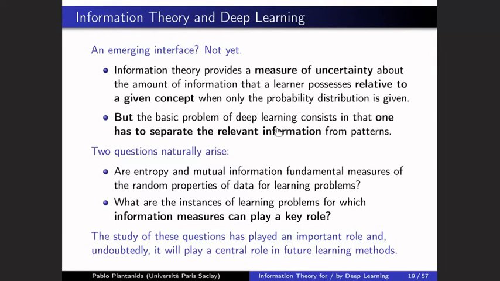Inference of a particular target variable, for example, the label class and so on. So it does not tell you how to separate information in that sense. And the question that arises here is, first, are entropy and mutual information measures that basically characterize the fundamentals of machine learning problems? This is not clear. There are some cases for which you can see that these measures appear naturally, but in general, it's not the case. And there are particular instances of these problems for which these information measures can play a key role, for example, to allow you to discover important, valuable or meaningful representations of the data.